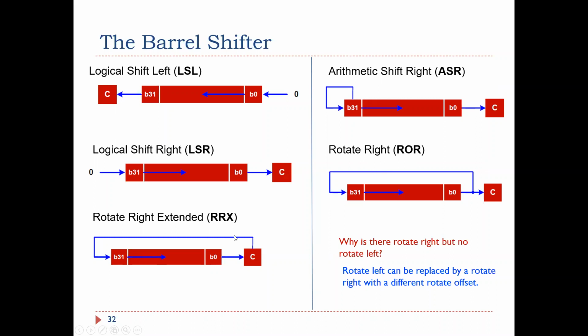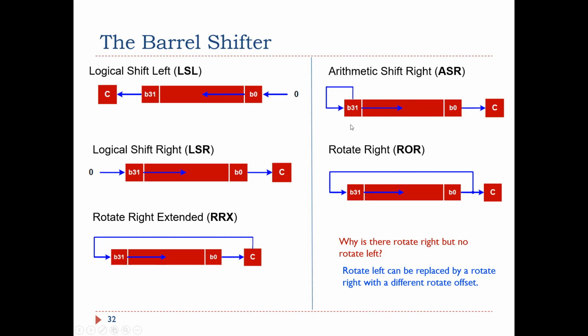So rotate right extended works this way. It is a rotation, but in the rotation, we also have the carry flag in the loop. So bit 0 will go to the carry flag, the carry flag will become the 31st bit, and the 31st bit will become the 30th bit, because we are doing the rotate right. Arithmetic shift right is going to happen in this way. Obviously this will be a shift right, so everything will be shifted towards the right.